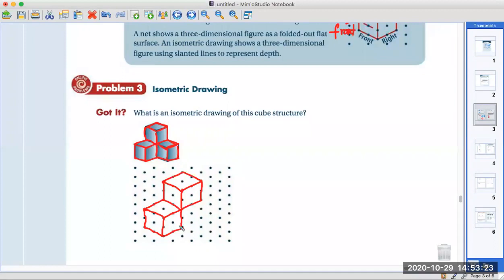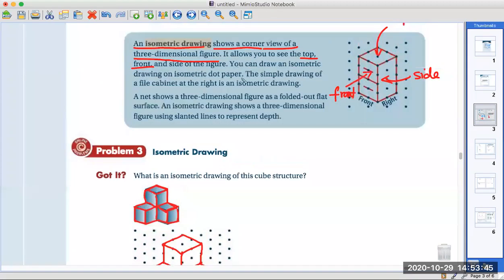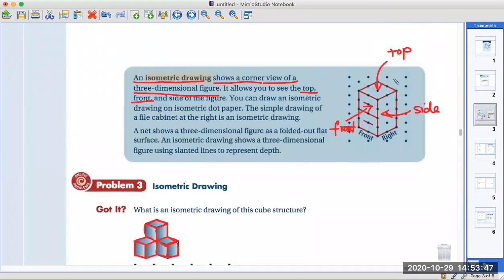Now I'm stuck because I did it all at once. It might help to do one at a time, one stroke. There you go. That's it. Looks good. Okay, that's called an isometric drawing. Remember, front, top, and side view.